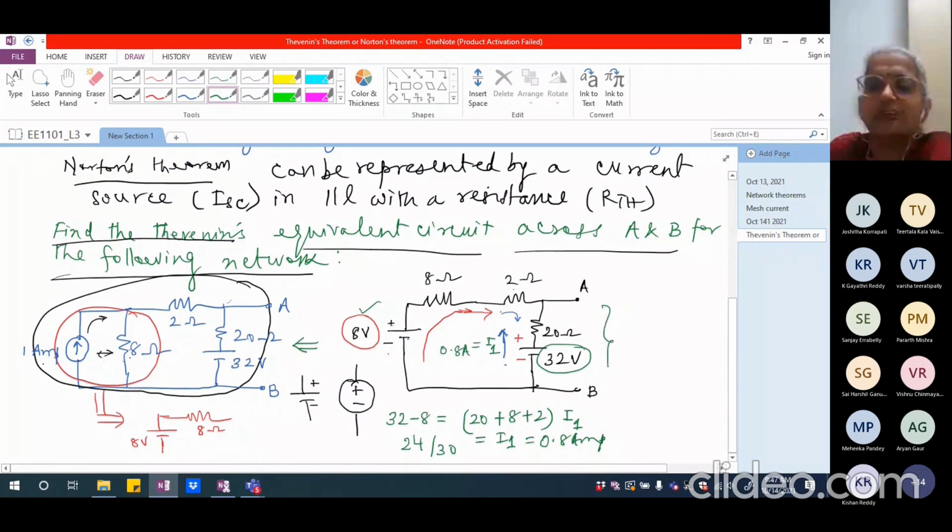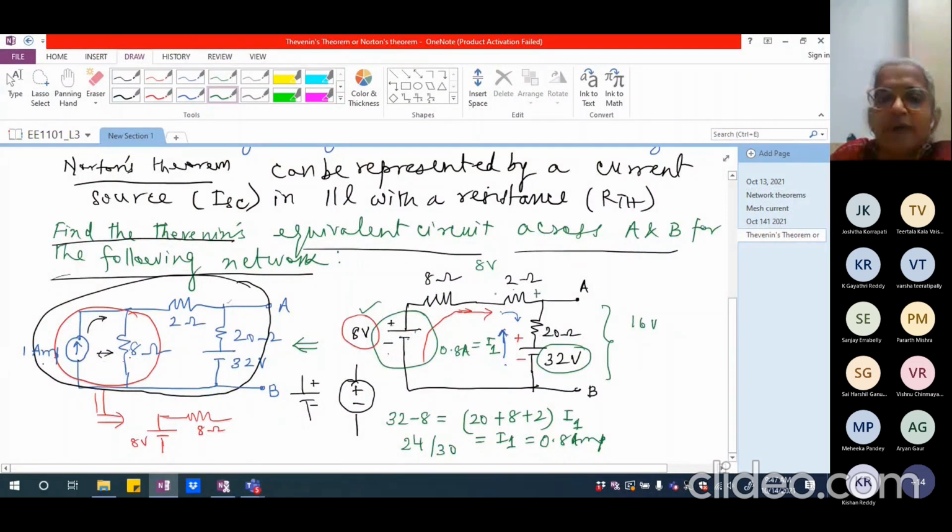Now, how much is the voltage across this? That is the open circuit voltage across VAB. So I can either calculate it like this. 8 plus 2 is 10. 10 multiplied by 0.8 ampere is 8 volts. So 8 volts plus 8 volts, I'm going to get 16 volts across this. Am I right? Because this 8 volts will be added, as the current is flowing in this way.